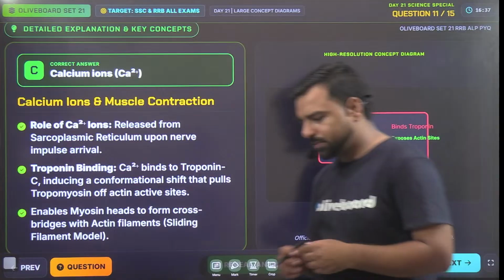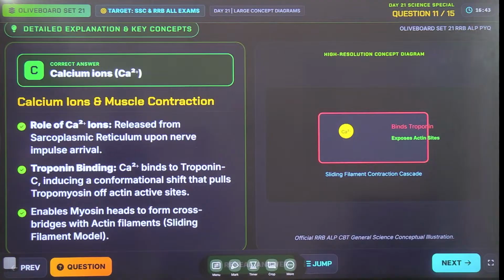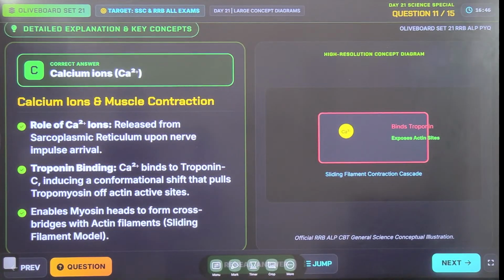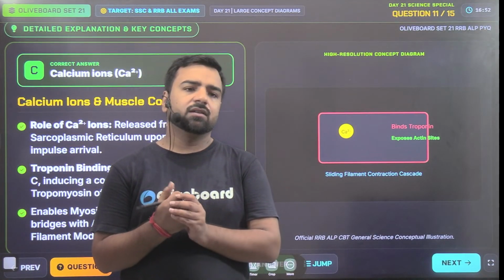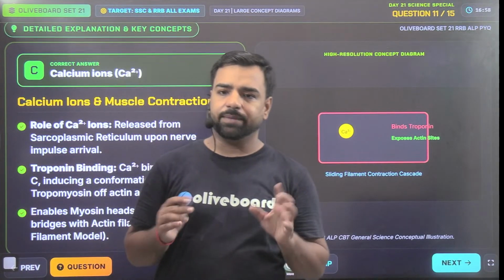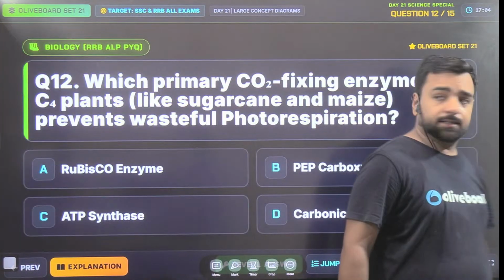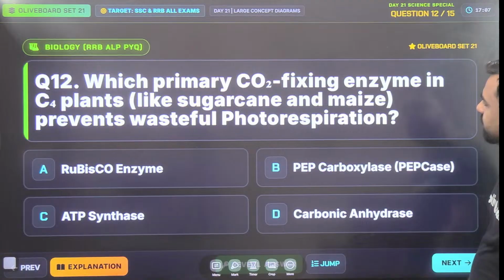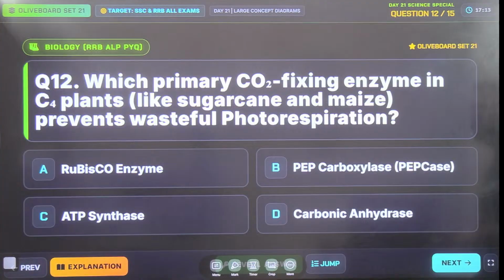Okay, so again I'll repeat the same thing. Bones are made up of calcium and phosphorus. One more thing, bone to bone is connected with ligament, and bone to muscle is connected with what? That's tendon. So bone to muscle with tendon and bone to bone with ligament. All these questions are important. I guess this part is clear. What about next? So this is sorted. The next question is, which primary carbon dioxide fixing enzyme in C4 plants like sugarcane and maize prevents wasteful photorespiration? So you have four options. Tell me what will be the correct answer.